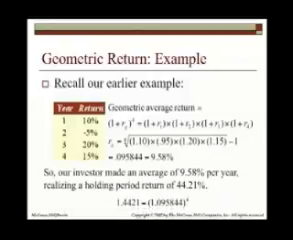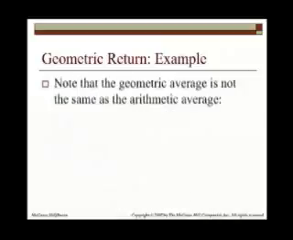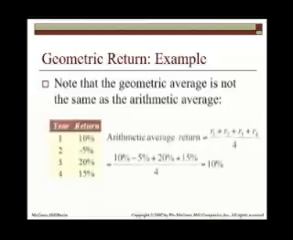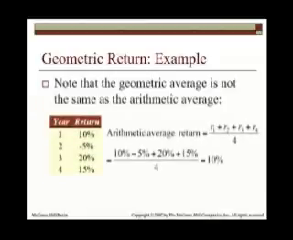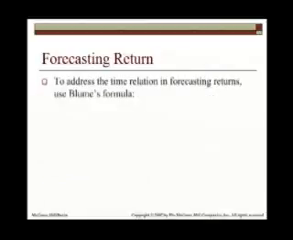So what that says is that an investor made an average compound annual rate of return of 9.58%, giving them a holding period return of 44.21%. Note that the geometric average is not the same as the arithmetic average, and that's because all of the observations are not the same. So the arithmetic average was 10%. The geometric average was less than 10. It was 9 something.